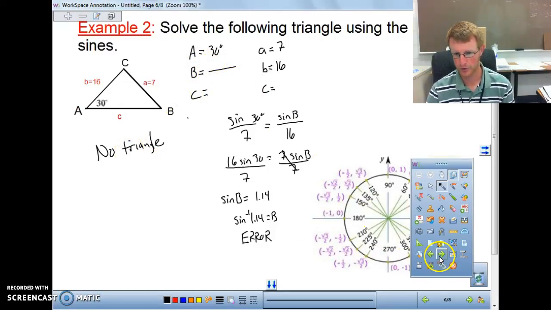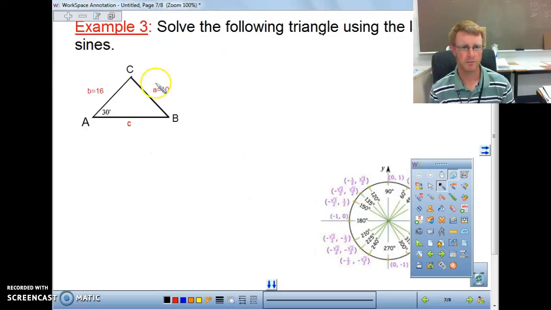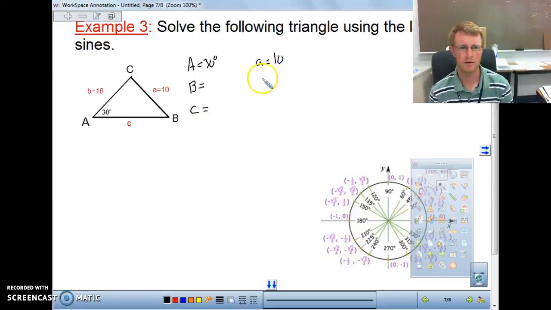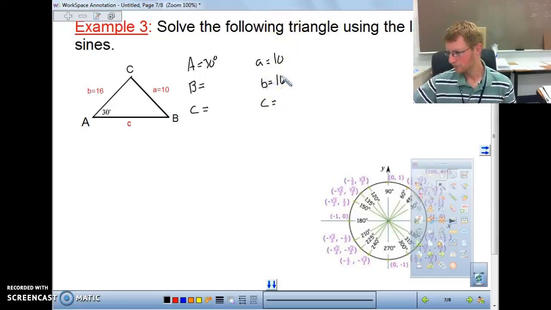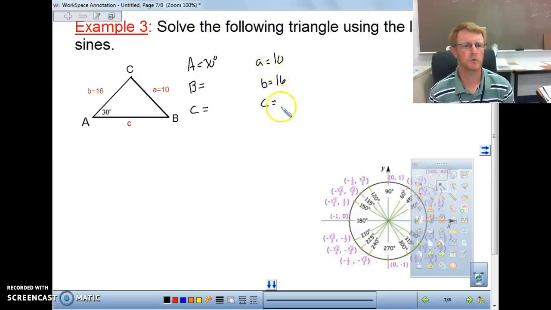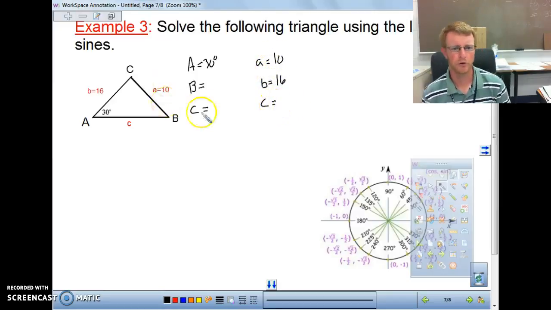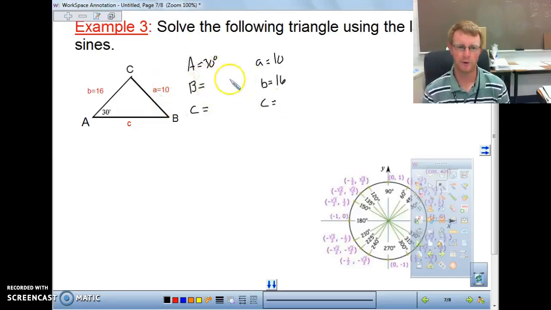So now let's look at a third example. Third example, same idea. We have A is equal to 30 degrees. We do not know what B or C are. We have small a is 10. We have small b is 16. And we have C is equal to, we don't know. So therefore, we're going to go through the same process we did before.